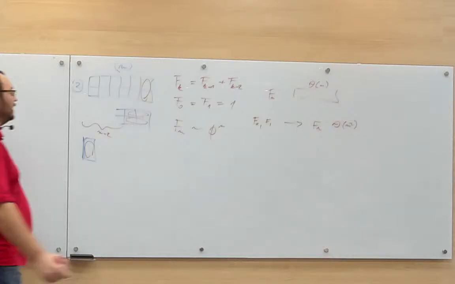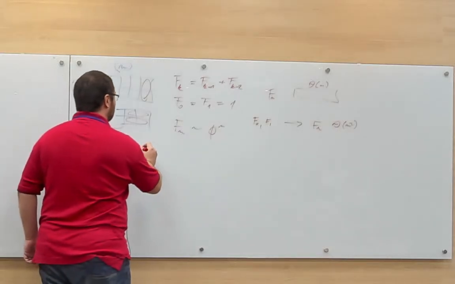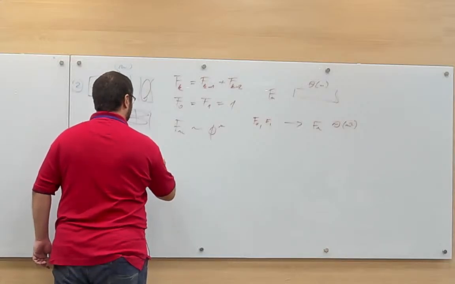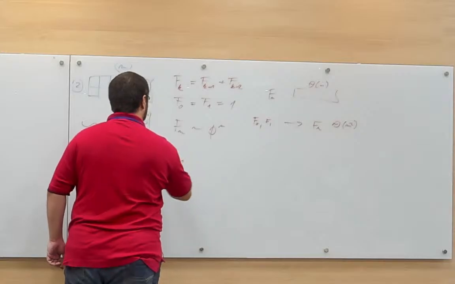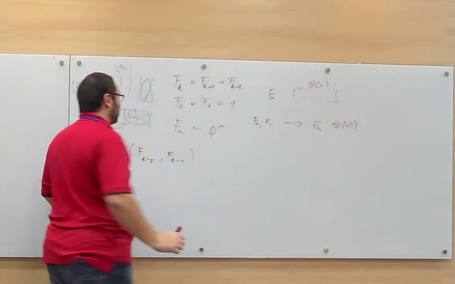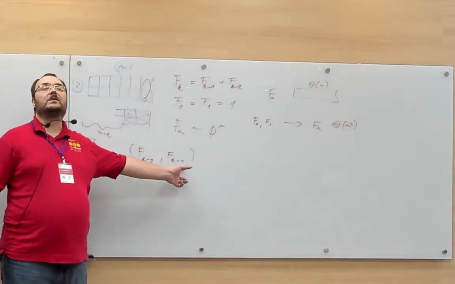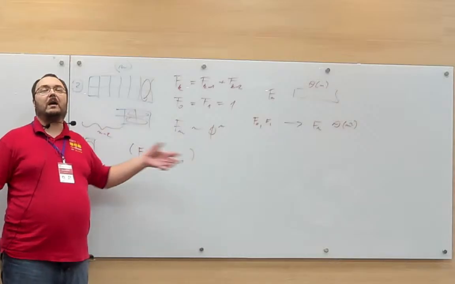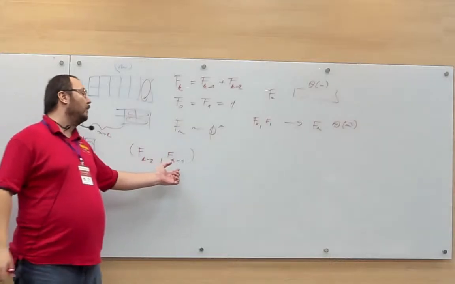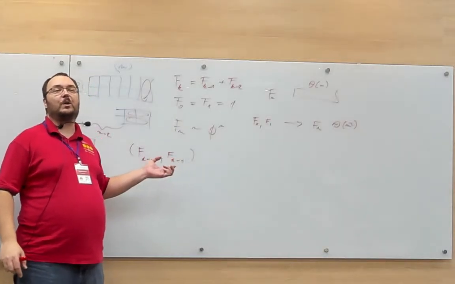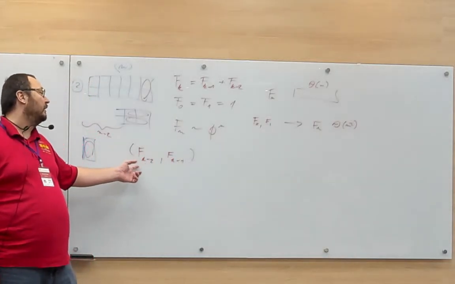So what's going on here? When we know the values f k minus 2 and f k minus 1, the two consecutive values are enough to allow us to compute the next one that will come after that. So when we know these two, we use them to compute fk, and this is simply this one plus this one.